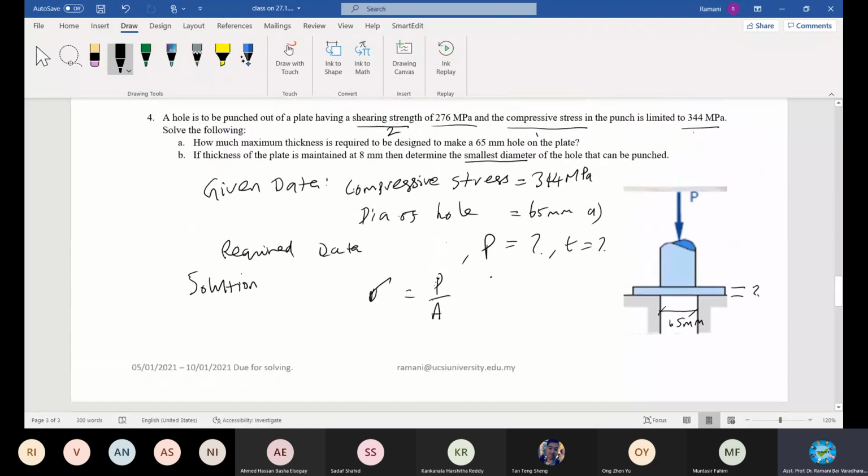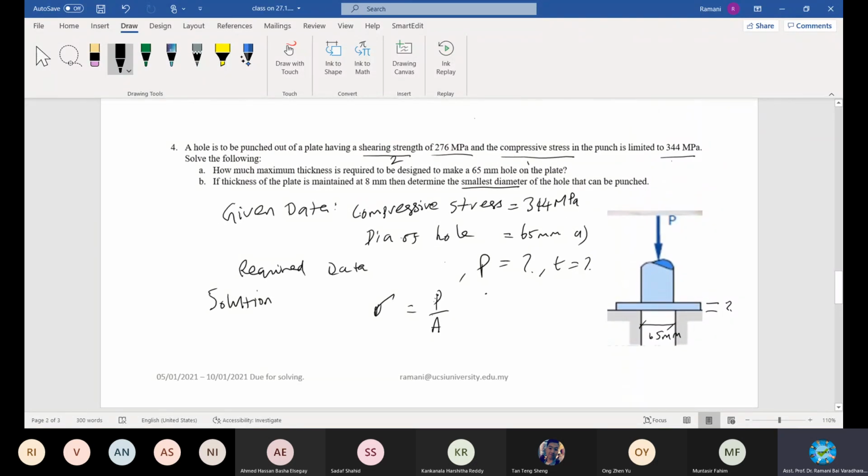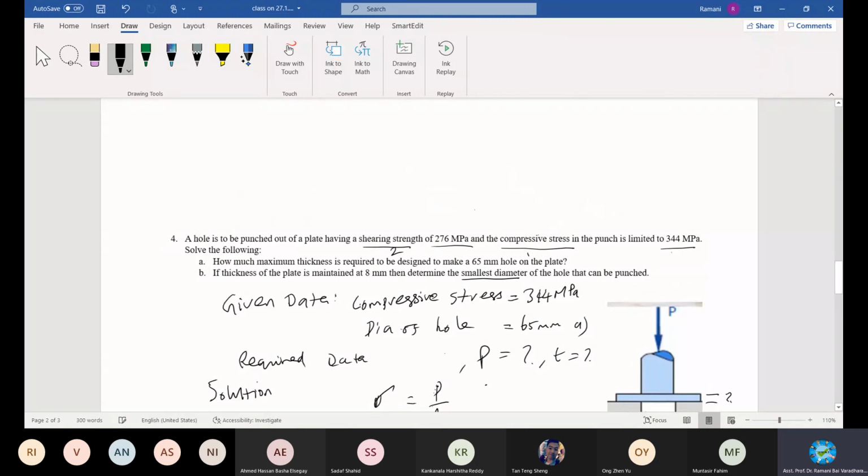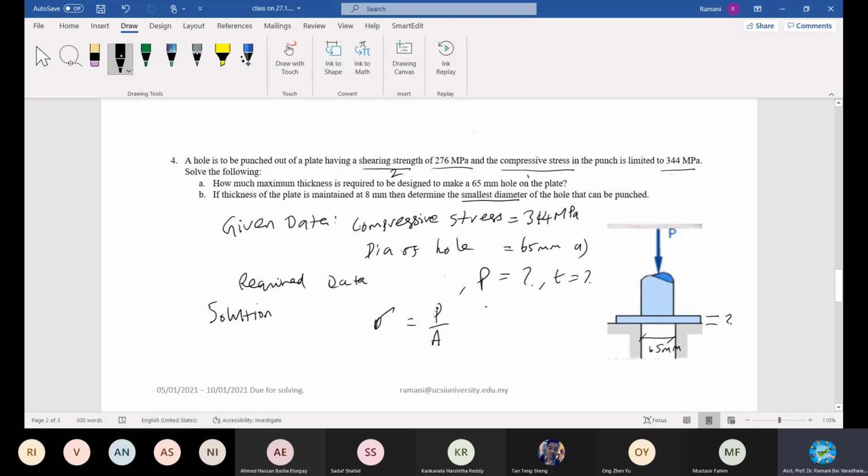I repeat once again. Initially, we don't have the data, right? But you are given compressive stress and shear stress, right? Because I don't know which load it is, whether it's producing the shearing stress or compressive stress, we do not know the value.